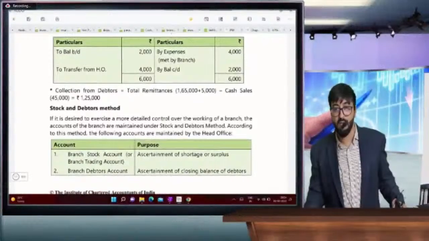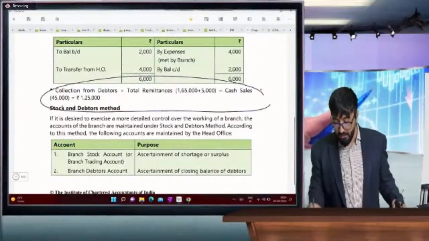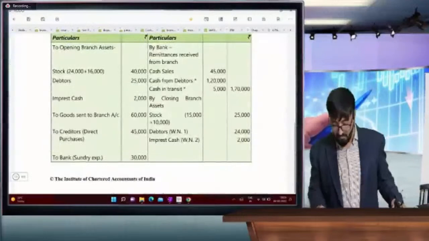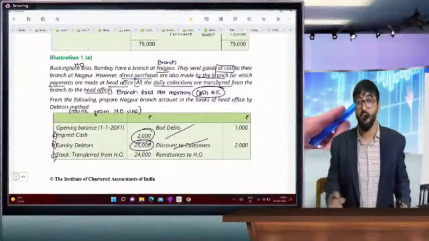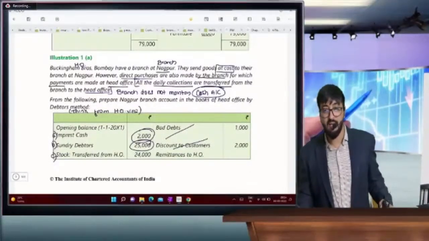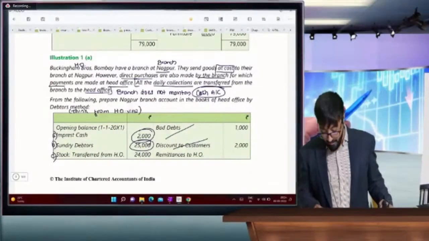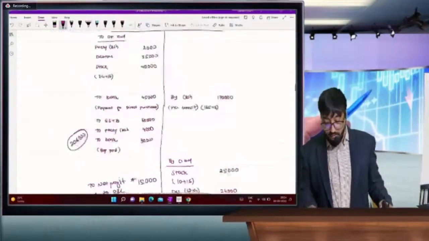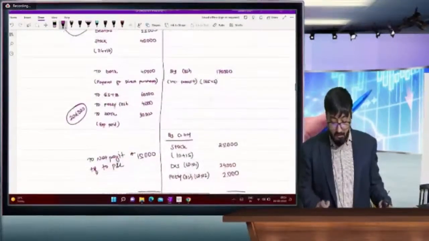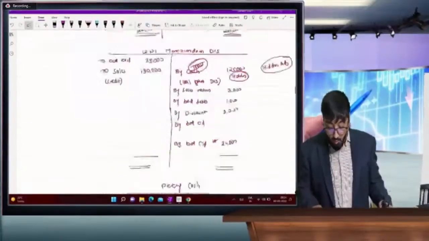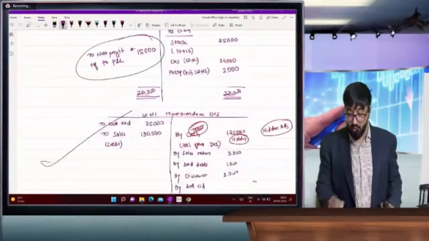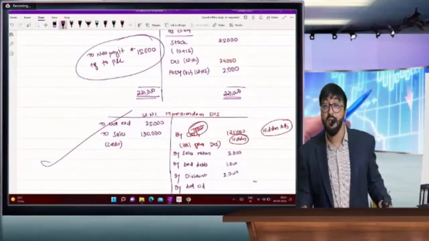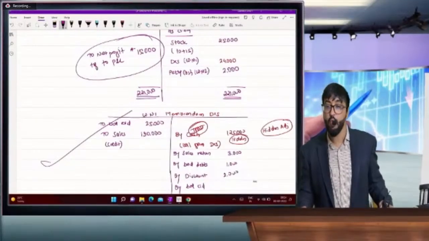I hope you understood this collection from debtors working note. It's very easy. We have completed illustration number 1A. And see beta, this is not at all difficult. Once you get all these steps: write down the opening balances, think from the HO point of view, find out the closing balances in step number 3, and the balancing figure is the profit and loss account. You need practice. Without practice, you cannot complete it. Today's target.